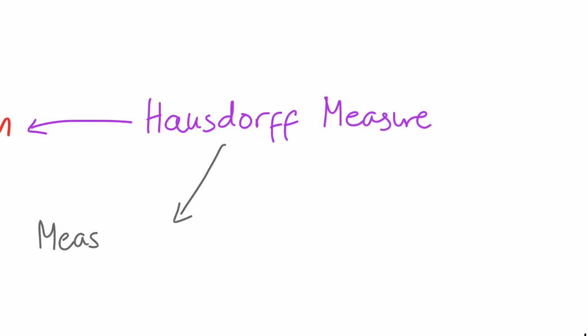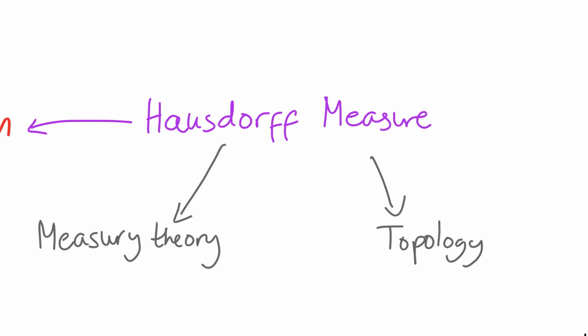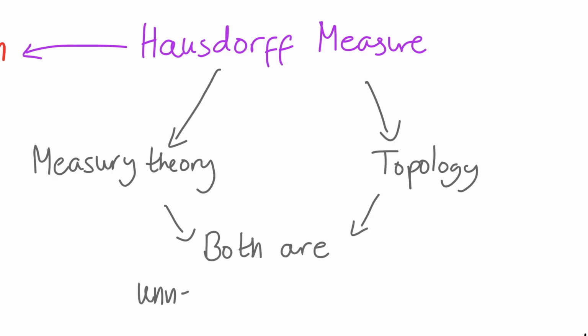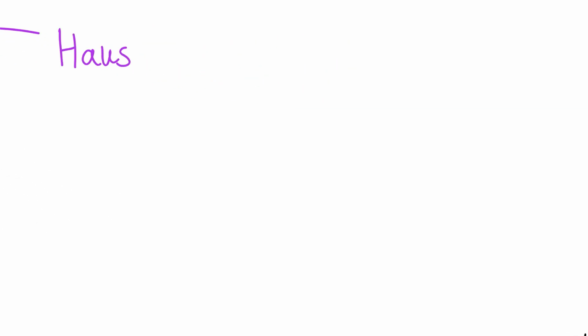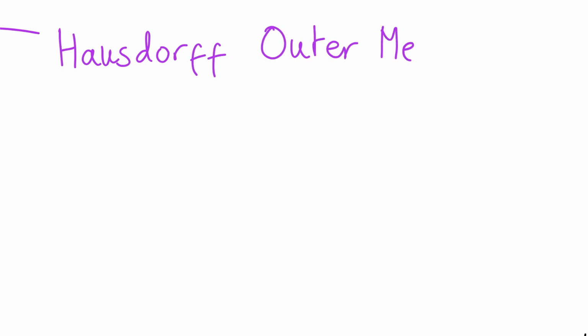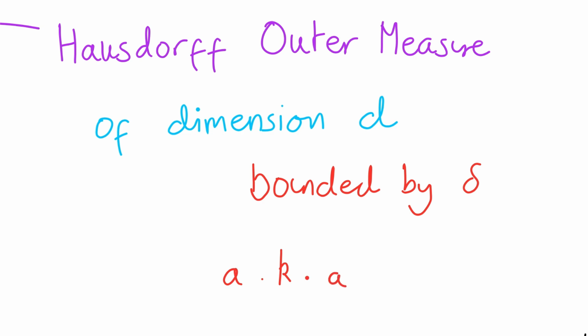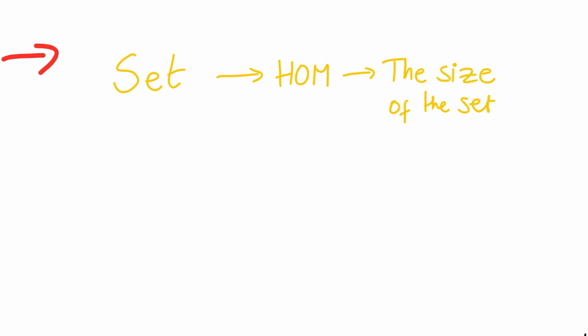The Hausdorff measure is quite closely linked to both measure theory and topology, but for our purposes you don't need to know about either of them. And actually, I lied, we need to take a few more steps back to something called the Hausdorff outer measure of dimension d bounded by delta. And this long-winded thing is kind of like a function, except instead of taking in a number or whatever, it takes in a set whose size you're trying to measure.